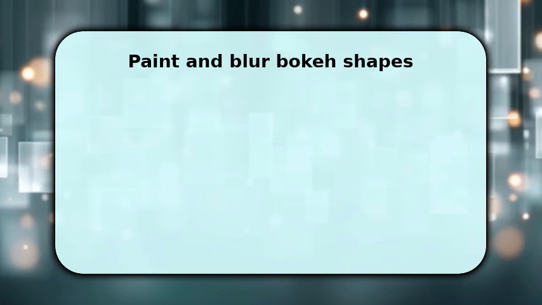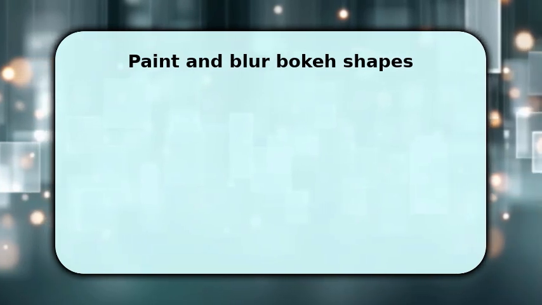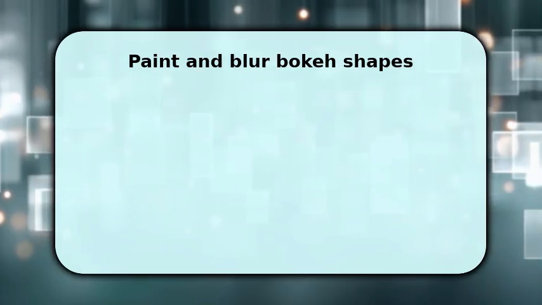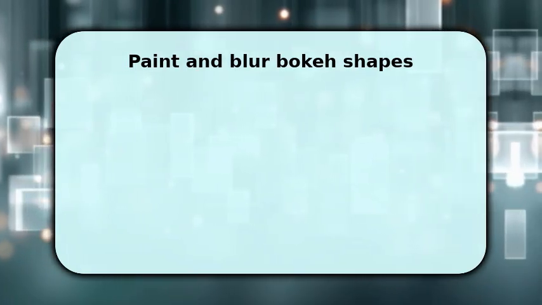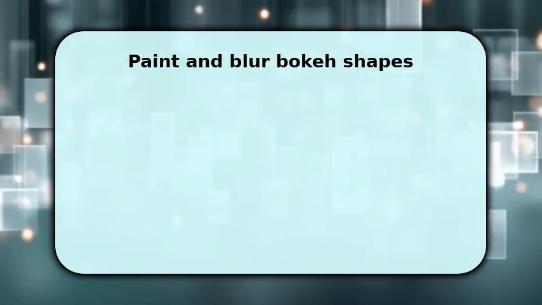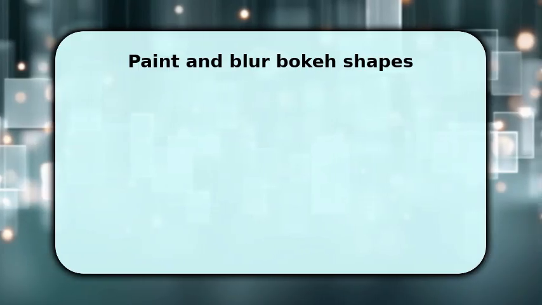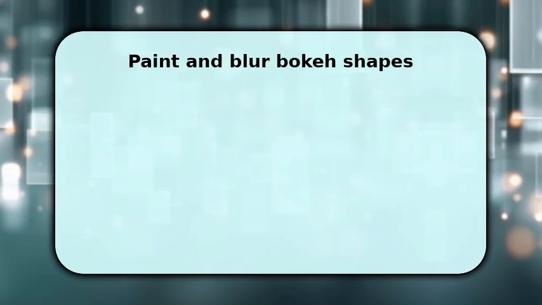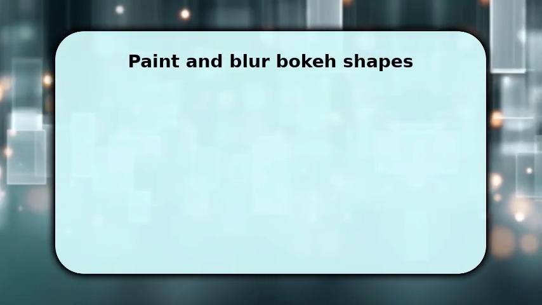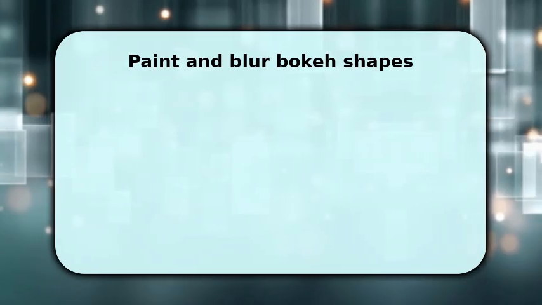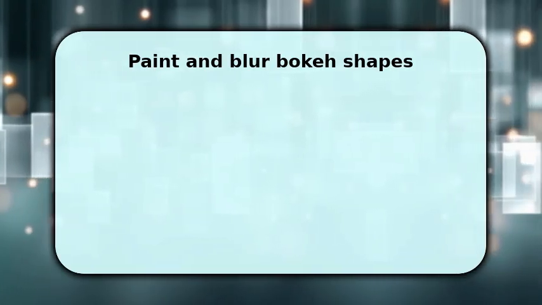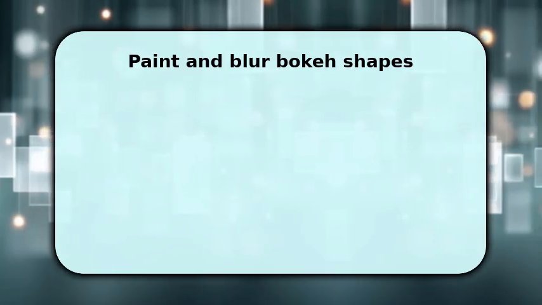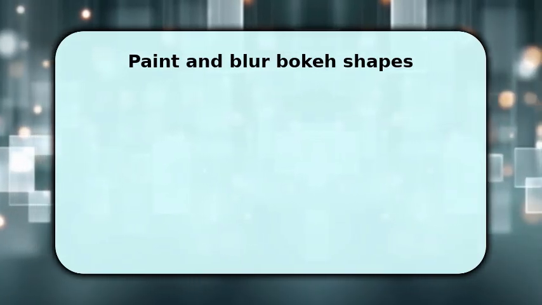Next, you create the actual bokeh shapes and establish depth. On the blank bokeh layer, select a soft round brush with scattering and size jitter. Paint clusters of white or color at varying sizes. Convert that layer to a smart object and apply field blur or Gaussian blur, larger blur for farther highlights, smaller for near ones. Once applied, adjust each smart filter's blur amount and mask to keep highlights from overlapping the subject. This step gives spatial cues and natural falloff.